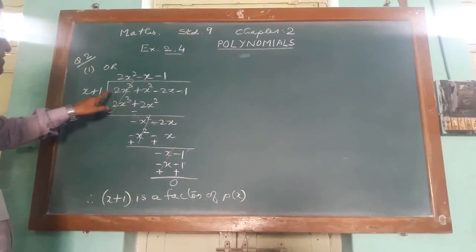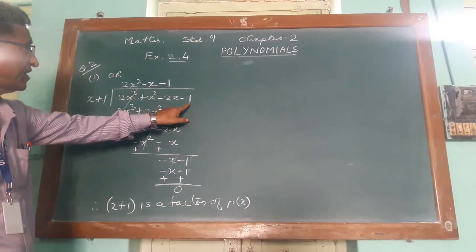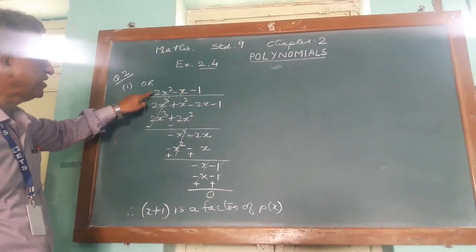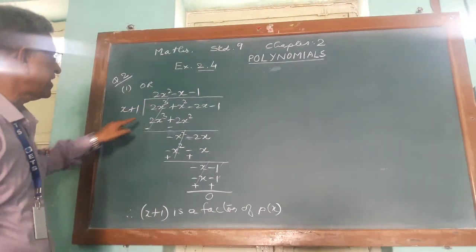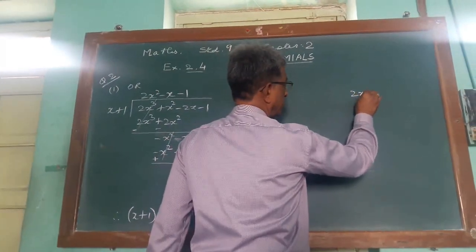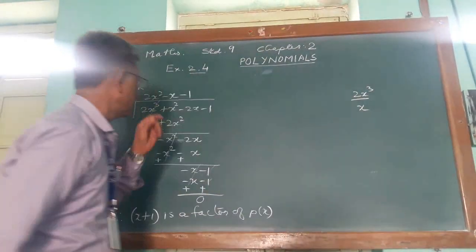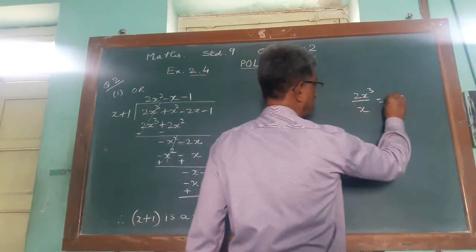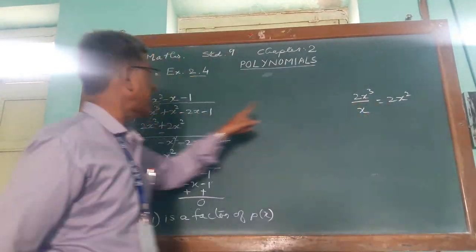Here you have to divide like this: 2x cube plus x square minus 2x minus 1 divided by x plus 1. So how to start and what to write here? If you can do it orally, you can do it orally. Otherwise do like this. This first divided by this first. Here you have 2x cube upon x. This first 2x cube, here x. So this will give you 2x square. So this 2x square you have to write here.